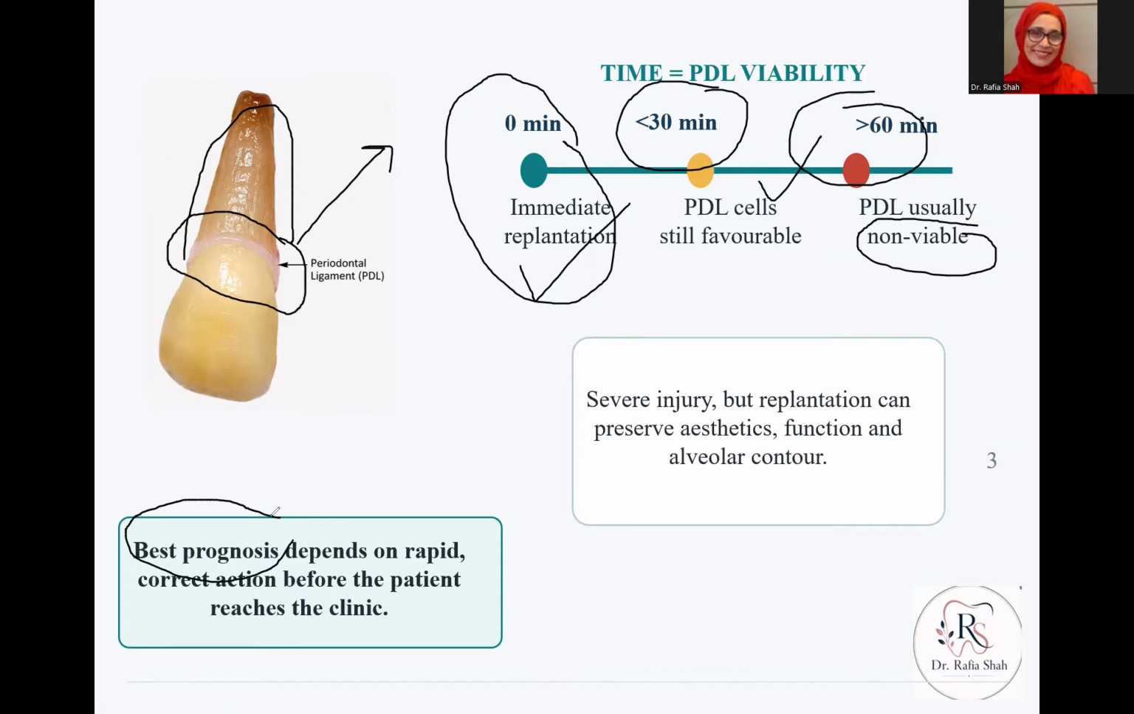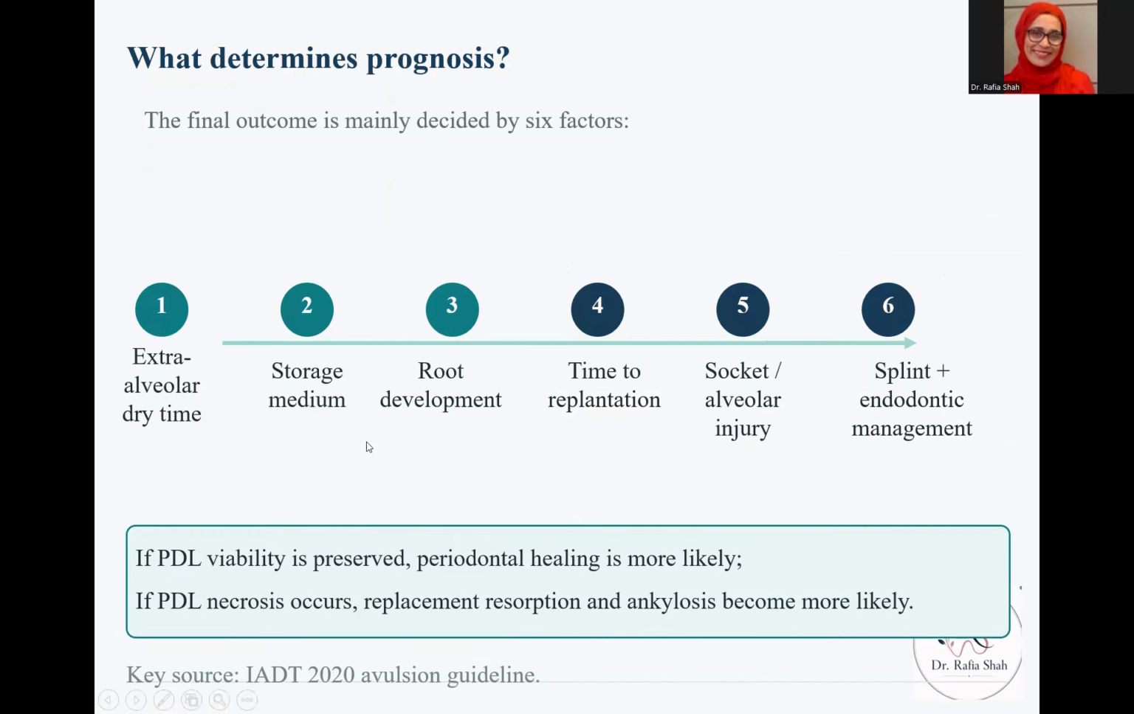So for the best prognosis, the patient should reach you at the earliest possible after avulsion. In severe injury, we can replant the tooth, but again, the basis of the replantation will always be the viability of the periodontal ligament. Viability of the periodontal ligament is essential for replanting the tooth. So what determines the prognosis?